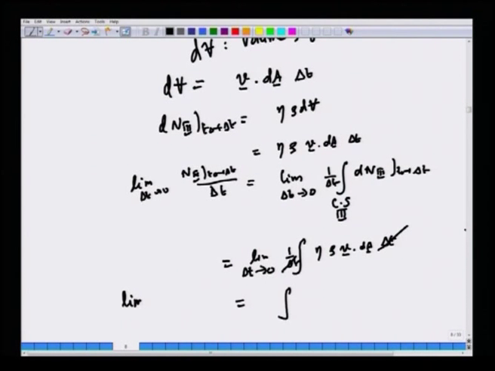So, the limit as delta t goes to 0 of n3 at t0 plus delta t divided by delta t is nothing but the integral of eta rho V dot dA over the control surface at 3. We will stop at this point and we will continue in the next lecture.